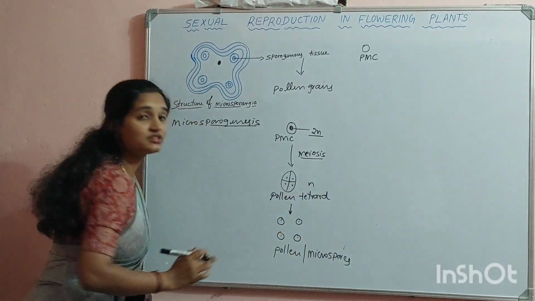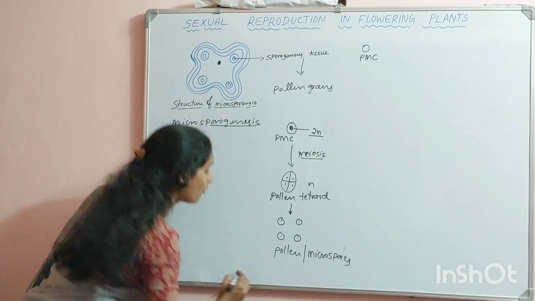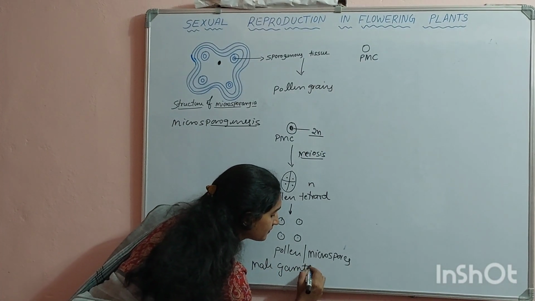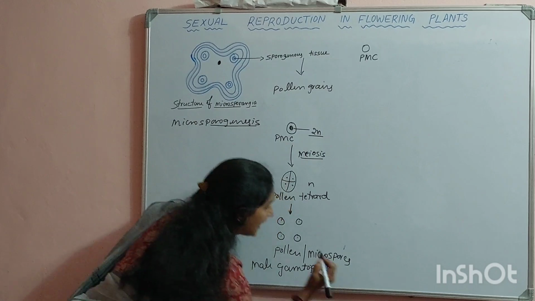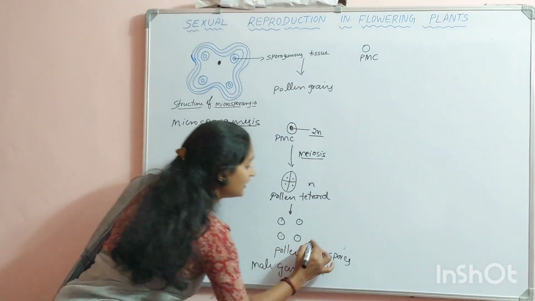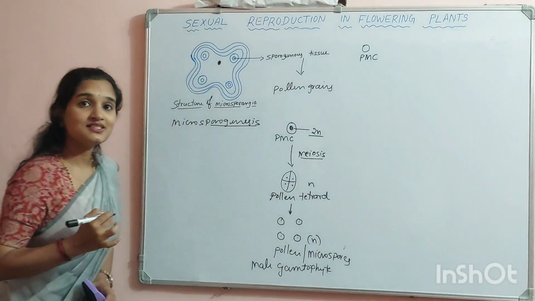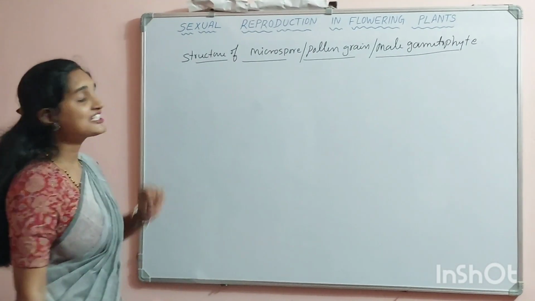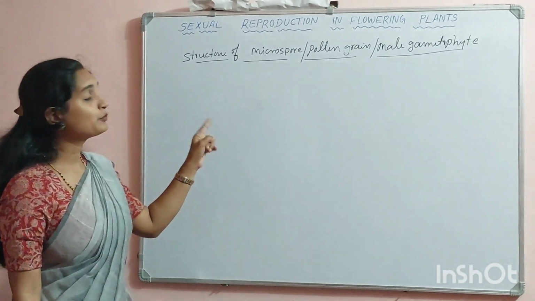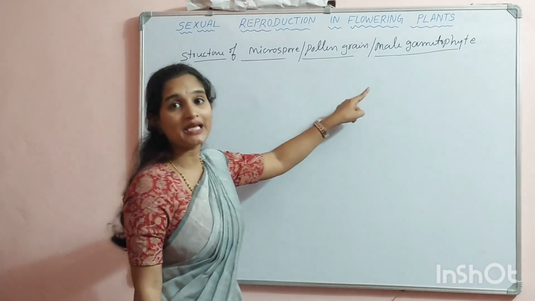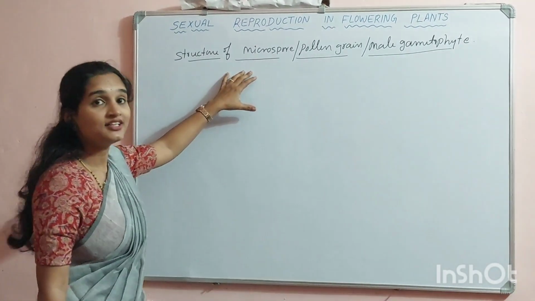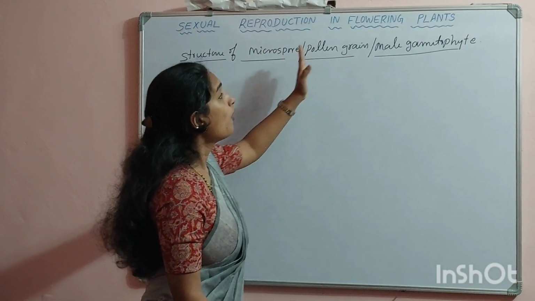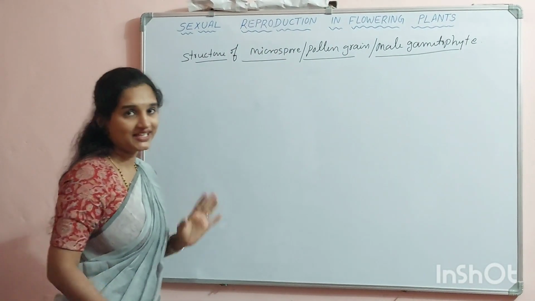These pollen grains or microspores are also called the male gametophyte. The ploidy of the microspore is n, meaning it contains the haploid number of chromosomes. Next, let us study the structure of the microspore, pollen grain or male gametophyte. All these are other names of pollen grains. Microspore, pollen grain or male gametophyte, it is one and the same.